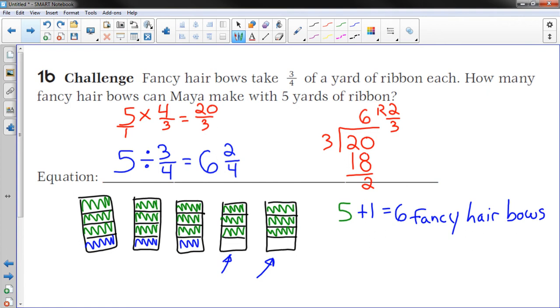Maybe you guys have an idea, or maybe you see it. If not, you can talk to me more. But did I answer my problem? There's a lot going on with this problem. Actually, I did. I just need to know how many fancy hair bows I can make. I can make 6. Do I need to worry about that fraction piece that's left over? Not really.